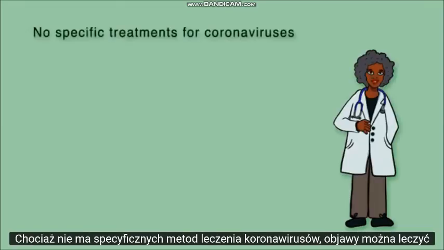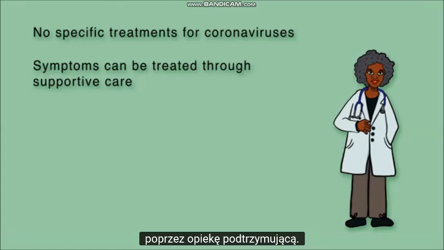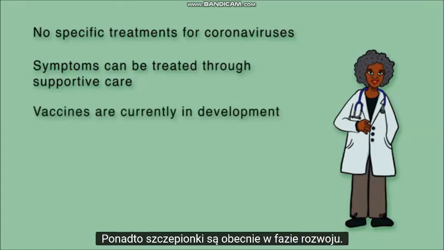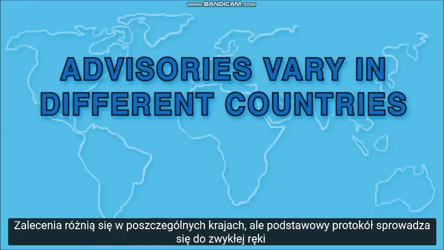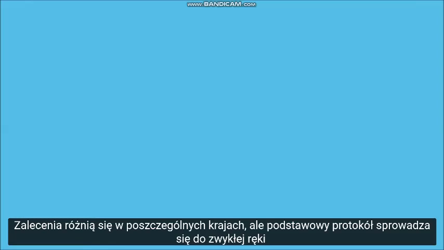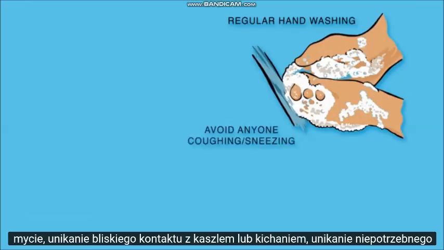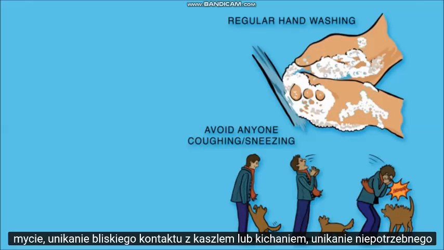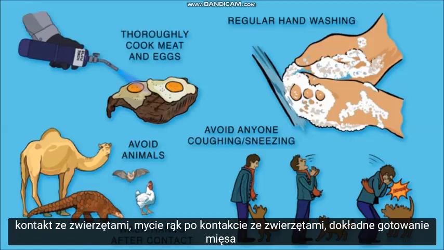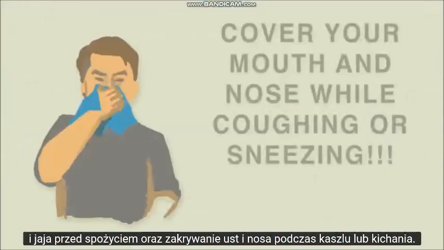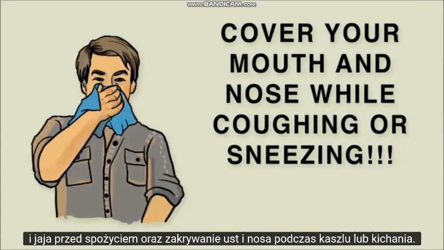Although there are no specific treatments for coronaviruses, symptoms can be treated through supportive care. Also, vaccines are currently in development. So, what can you do to protect yourself from COVID-19? Advisories vary in different countries, but the basic protocol comes down to regular hand washing, avoiding close contact with anyone coughing or sneezing, avoiding unnecessary contact with animals, washing hands after contact with animals, thoroughly cooking meat and eggs prior to consumption, and covering your mouth and nose while coughing or sneezing.